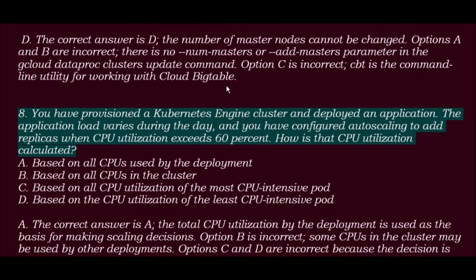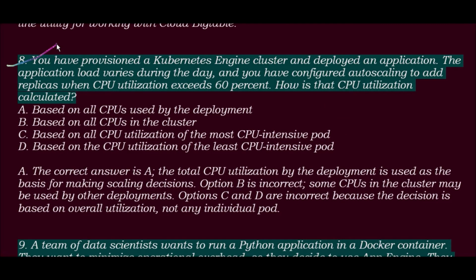Now next question. You have provisioned a Kubernetes Engine cluster and deployed an application. The application load varies during the day and you have configured autoscaling to add replicas when CPU utilization exceeds 60%. How is that CPU utilization calculated? Option A, based on all CPUs used by the deployment. Option A is correct for this question because the total CPU utilization by the deployment is used as the basis for making scaling decisions. That's why option A is correct.